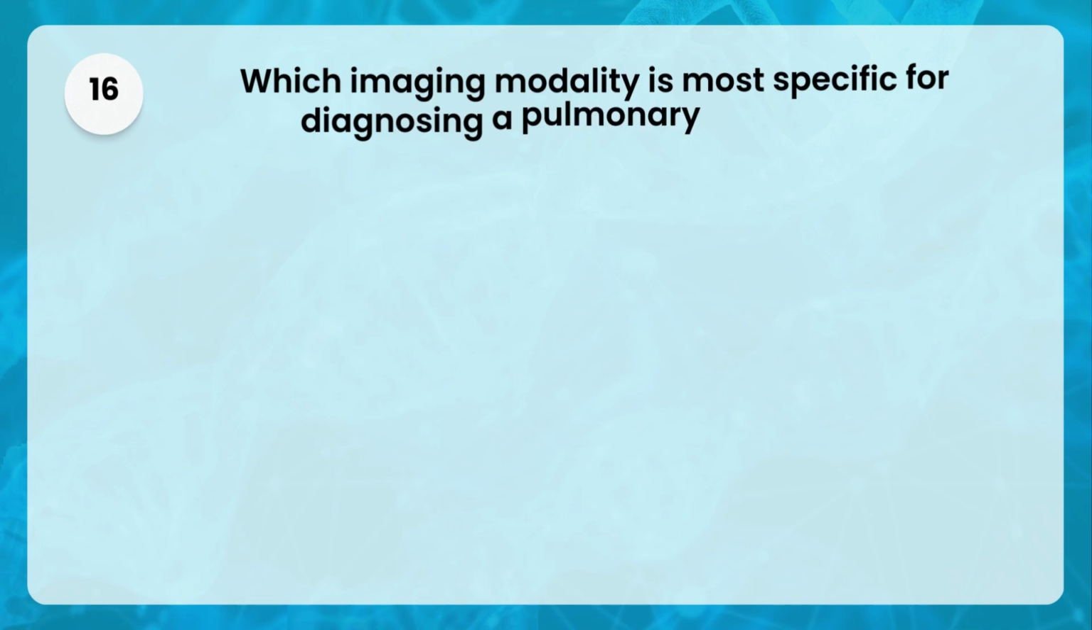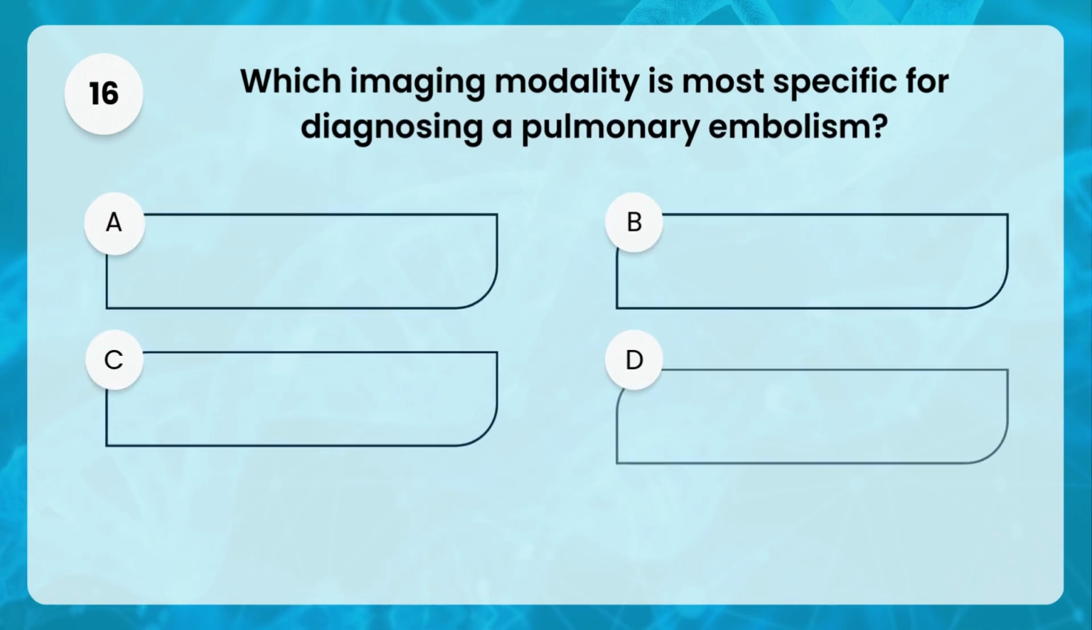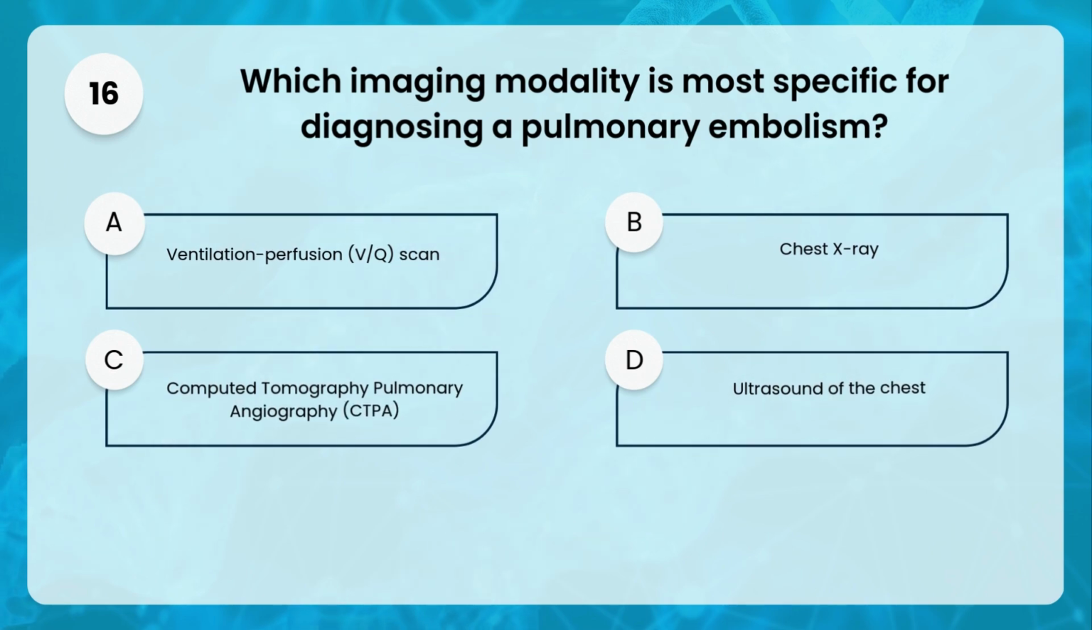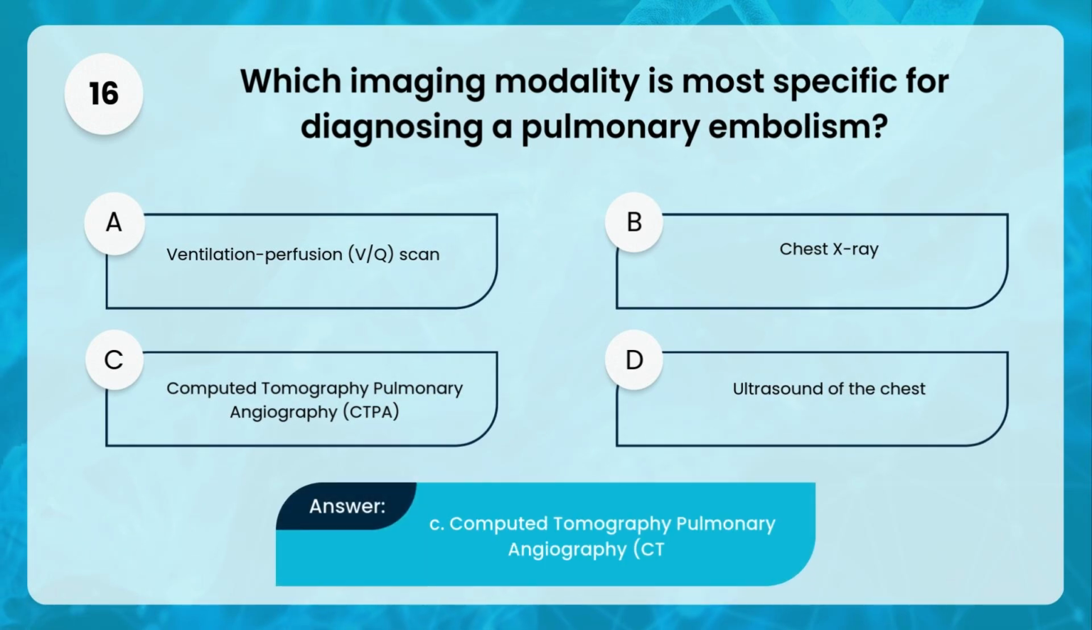16. Which imaging modality is most specific for diagnosing a pulmonary embolism? A. Ventilation perfusion, VQ scan. B. Chest X-ray. C. Computed tomography pulmonary angiography, CTPA. Or D. Ultrasound of the chest. The answer is C. Computed tomography pulmonary angiography, CTPA.